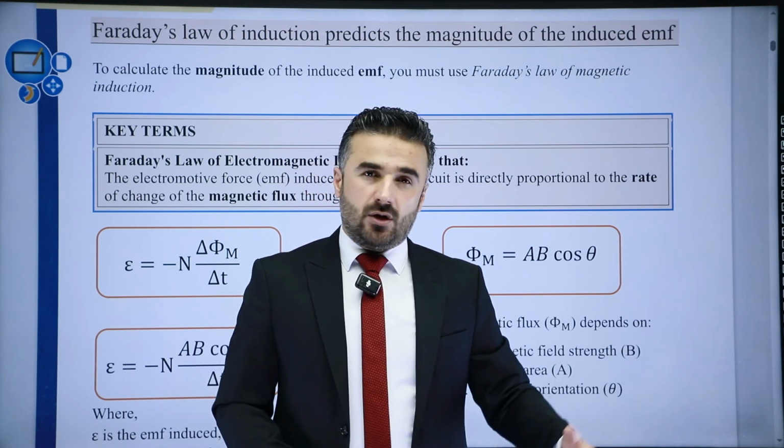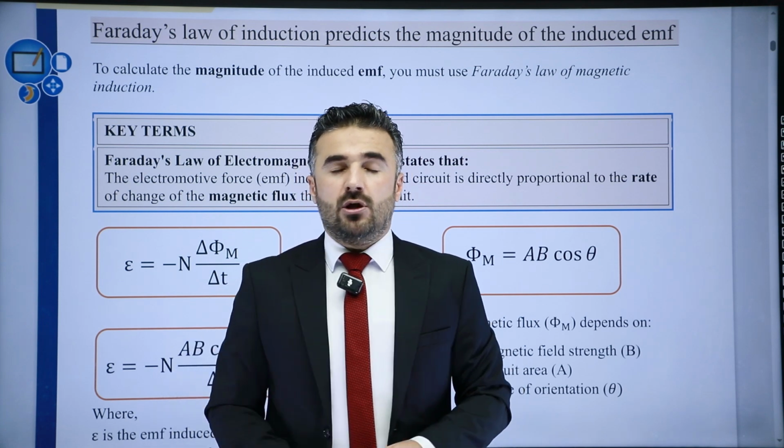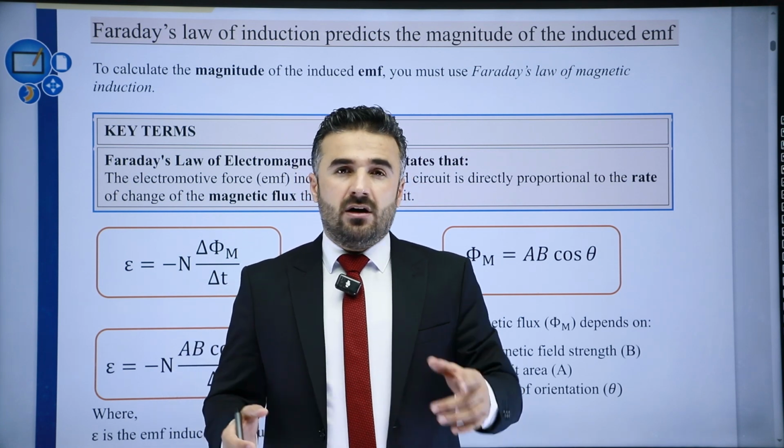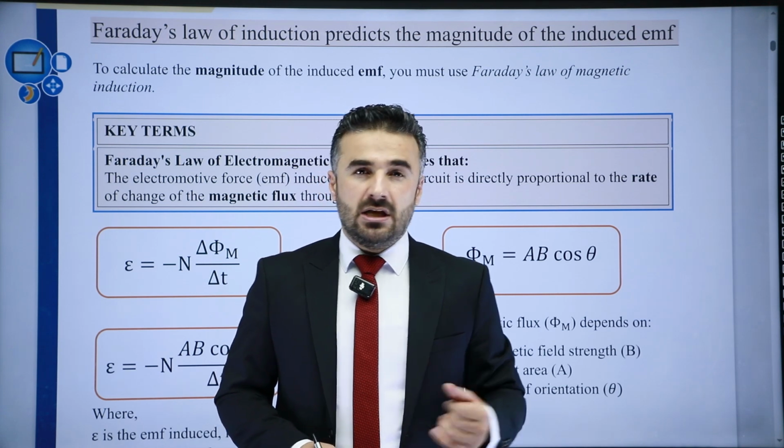So Faraday had an equation, and using Faraday's equation, we can tell the magnitude of the electromotive force that is induced through the process.